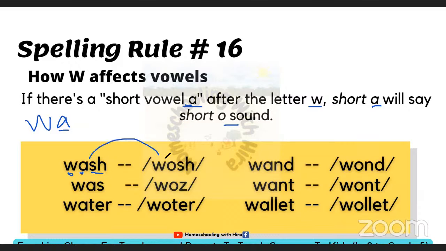But how do we read it? Wash. Wa, as, was. But how do we read it? Was. Water. We don't say water, we say water. Wand, wand, wallet. See? So after W, if you have a short A sound, it usually sounds aw. In some words, like in wax, we have again a handful of words that don't follow this rule, but most of the time A says aw after W. Okay, this is how W affects vowel A.